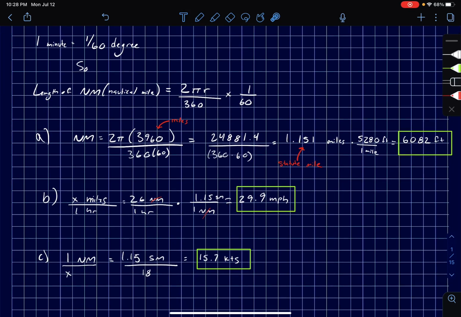And we know from part A that 1 nautical mile is 1.15 statute miles. So we can convert that by doing X miles in 1 hour is equal to 26 nautical miles per hour times 1.15 statute miles per 1 nautical mile. The nautical miles cancel out, and what we get left over is 29.9 miles per hour.